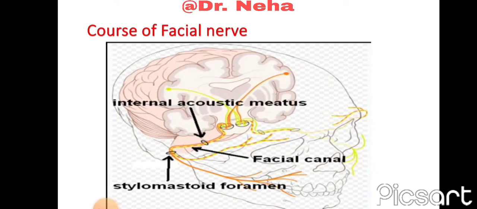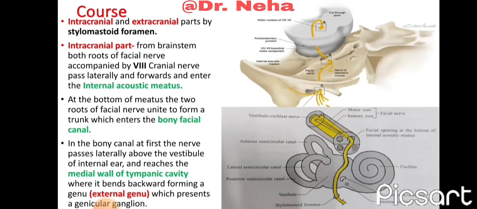Now, in a nutshell, the course of the facial nerve is depicted in this diagram. After taking origin from the pons, it enters the internal acoustic meatus. In this, it runs in a bony facial canal and then comes outside the cranial cavity through the stylomastoid foramen to supply the face. Now we discuss the course of the facial nerve in detail. The course of the facial nerve is divided into two parts by the stylomastoid foramen. These are intracranial and extracranial parts.